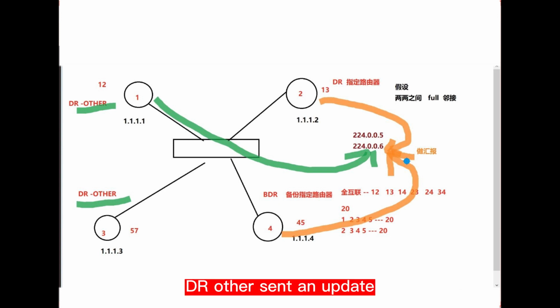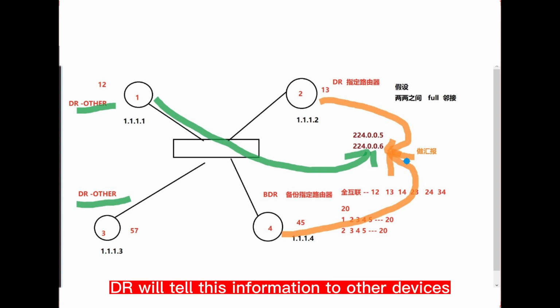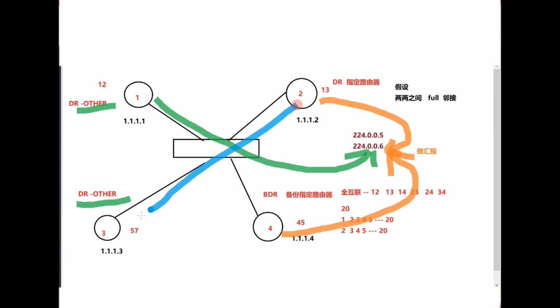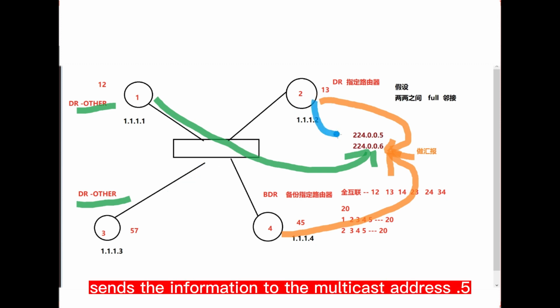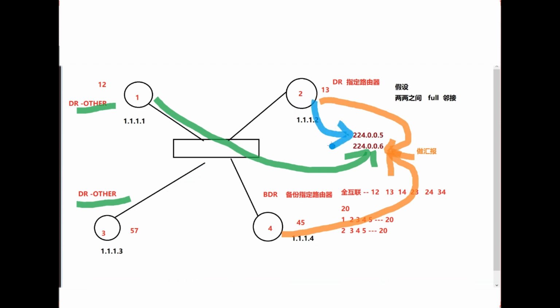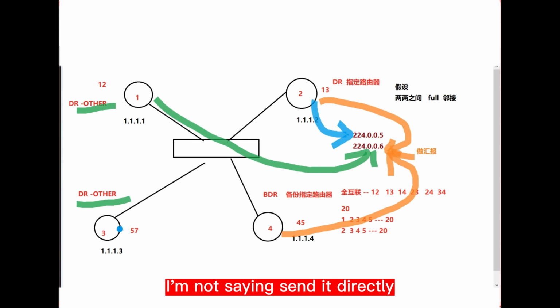DR other sent an update. DR and BDR received it. After receiving, the DR will tell this information to other devices, that is R3, to notify this DR other. The DR sends the information to the multicast address .5. I'm not saying send it directly.